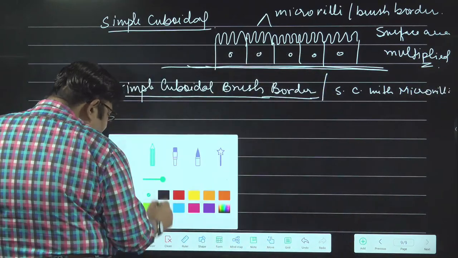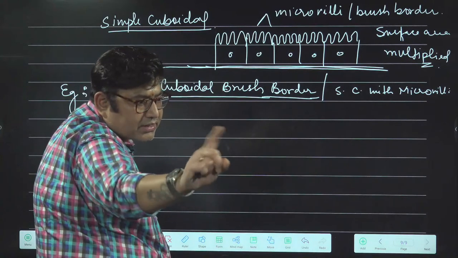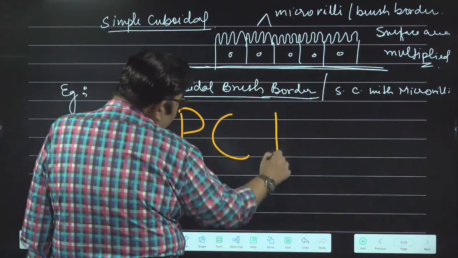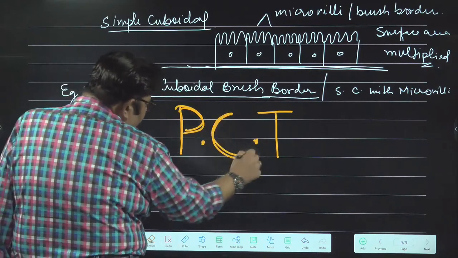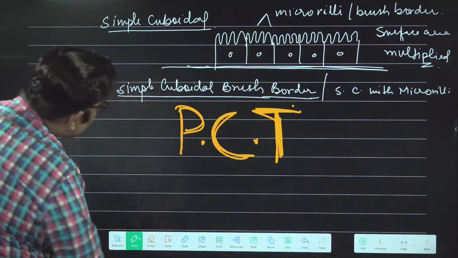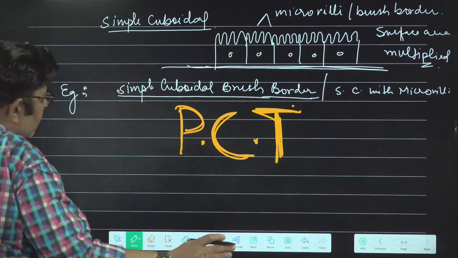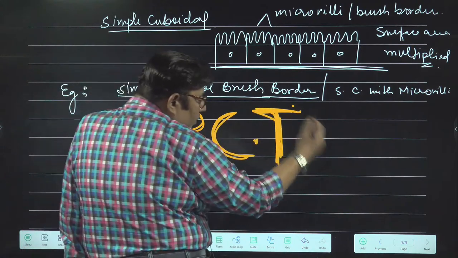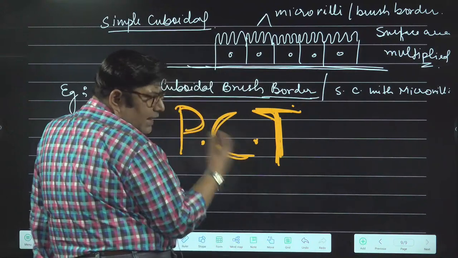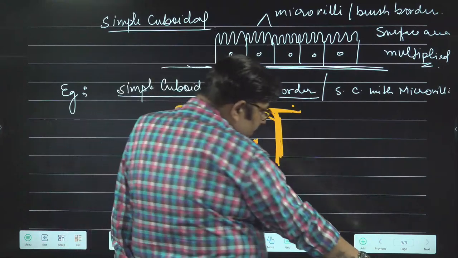And yes, the example of that, come on, write the example. What is the example of this? No, not stomach, bacha. It is cuboidal. Only one example. And yes, the example is proximal convoluted tubule. Do not confuse. Only one. I'll tell you why not stomach or intestine. This is the only example. Have a picture in the mind, simple cuboidal brush border, PCT, that's it. And PCT is the place where more than 90% of the reabsorption occurs. Make sense? Okay, done. Very good.